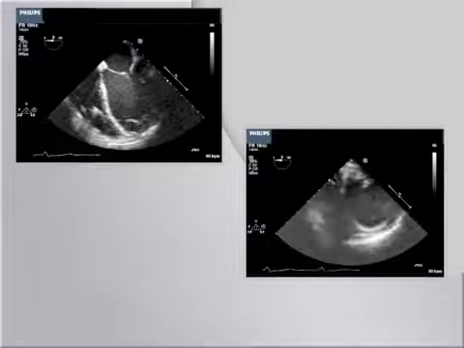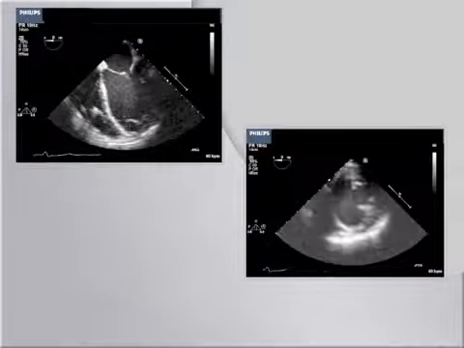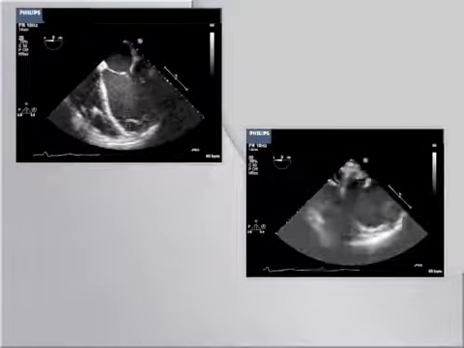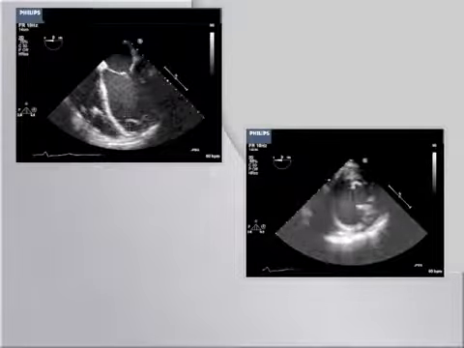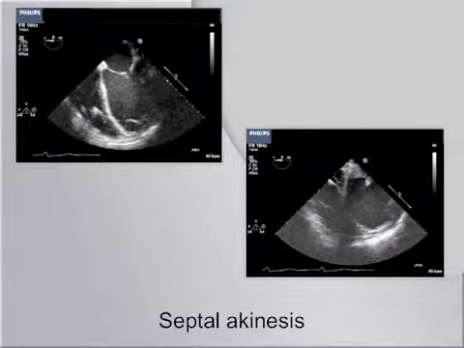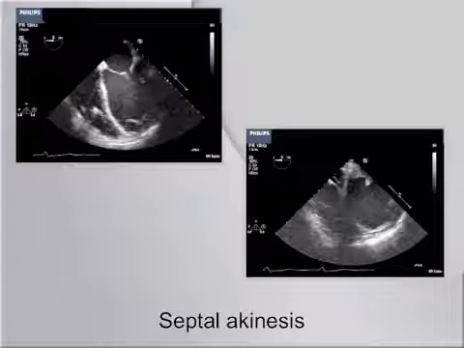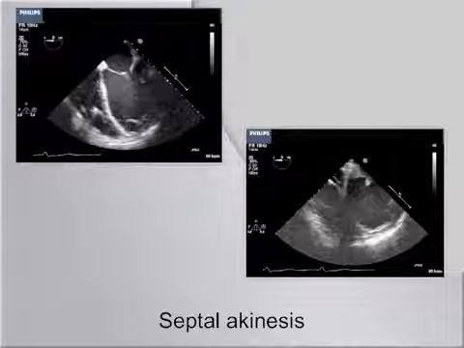Please assess the wall motion in the following patient. This patient exhibits akinesis of the septum, seen in both views, characterized by lack of movement of the septal myocardium. This differs from dyskinesis, which would result in paradoxical wall motion.